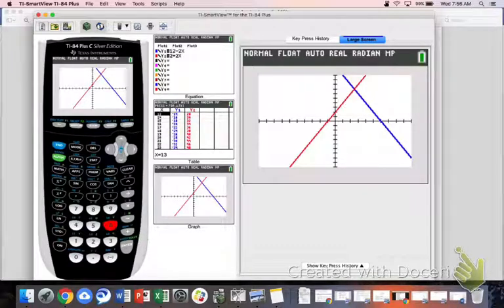You can, but your window can be moved all over the place. You can just put graph. I usually just push zoom 6. If I want a standard window that's centered on the origin, I just go zoom 6. But if you've never moved your window around, you just hit graph and it'll do it. Okay. Just fine.